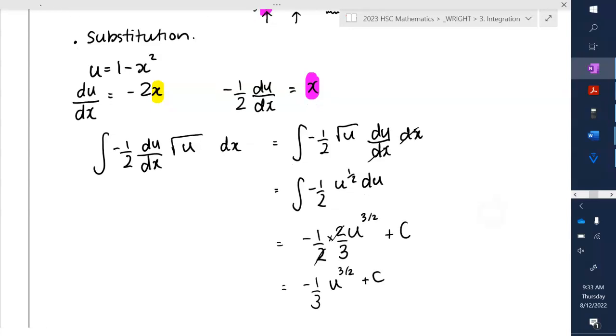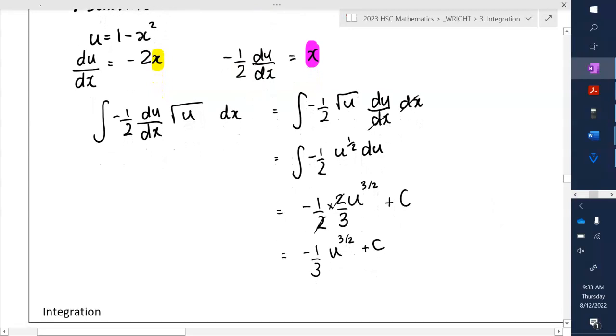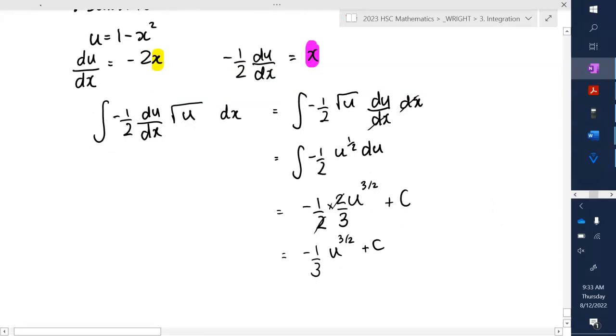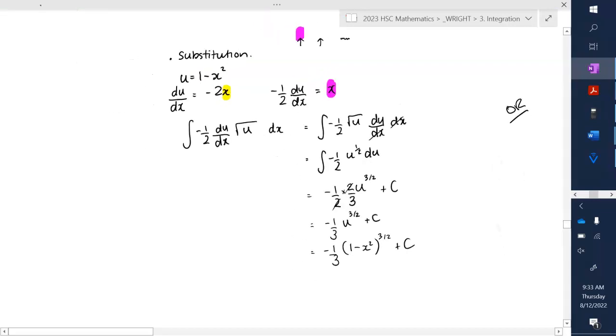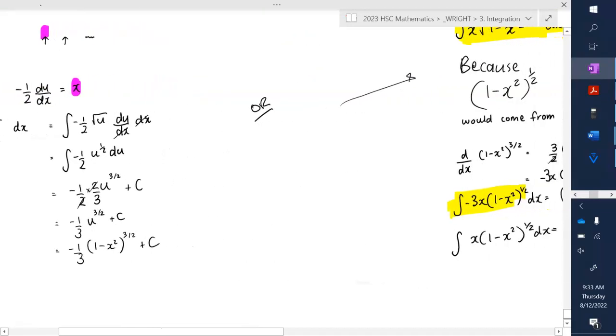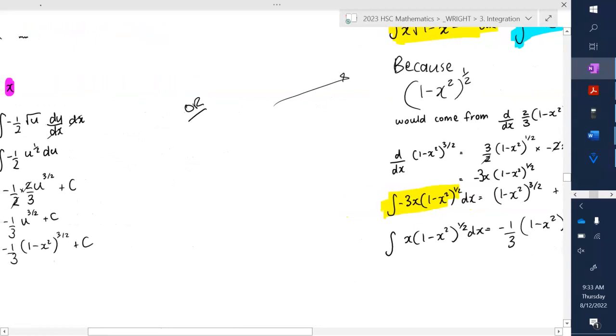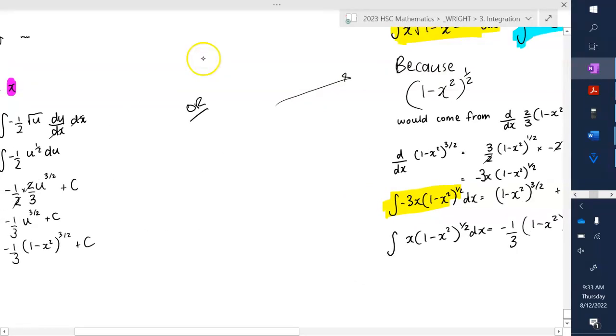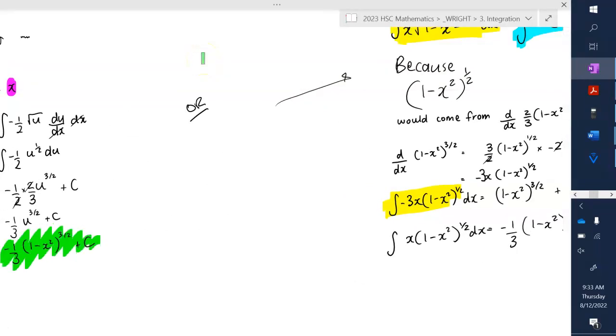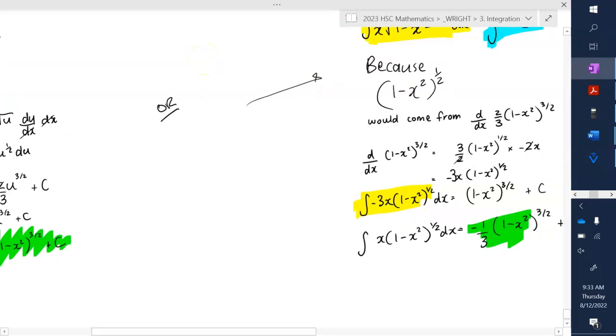Now we need to remember our substitution. So right at the end here, we can pop it back in terms of x. So our u was 1 minus x squared. So what I'm going to do is leave the minus 1/3 there, pop my 1 minus x squared back in there to the power of 3 over 2 plus c. And if you remember what our answer was before, they're identical. And I'm going to highlight those so that you can see that. So that answer there and that answer we got over there are identical.